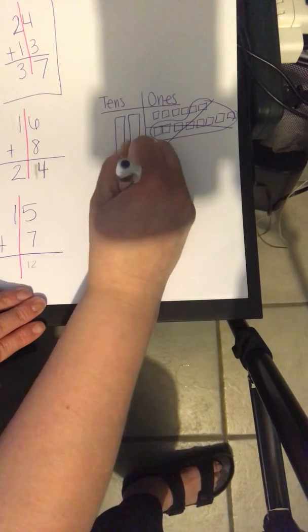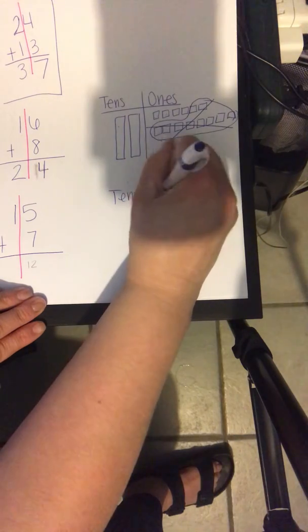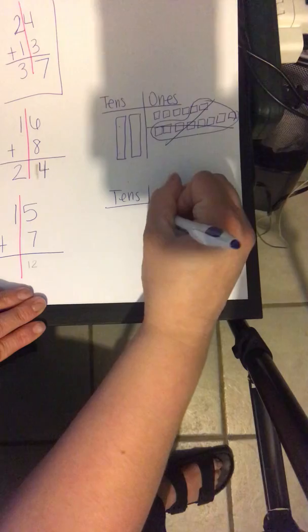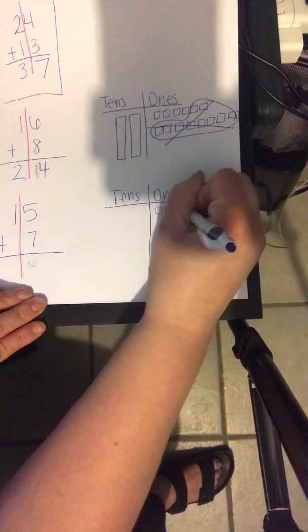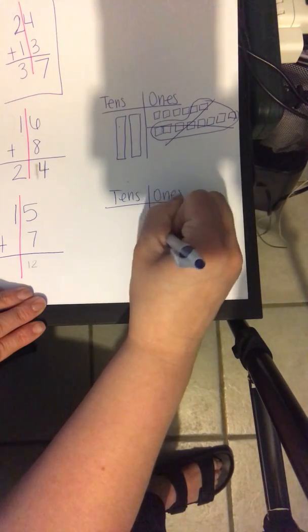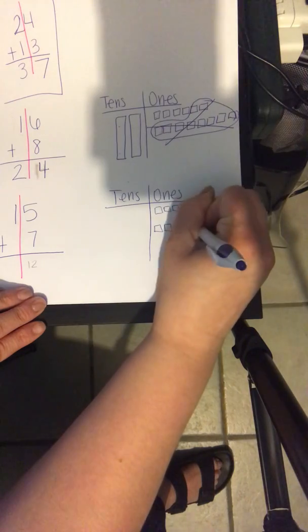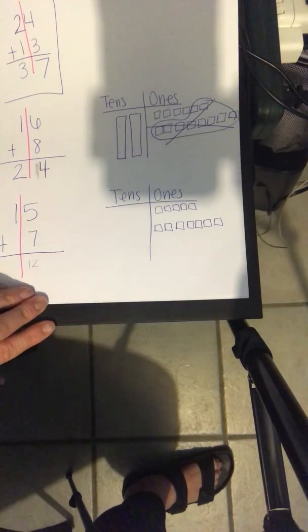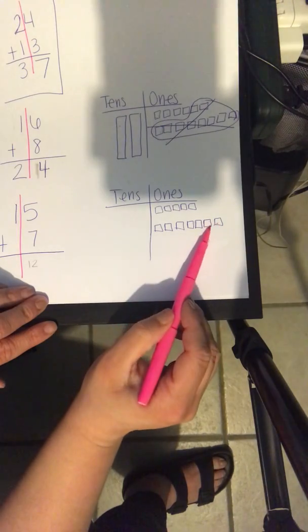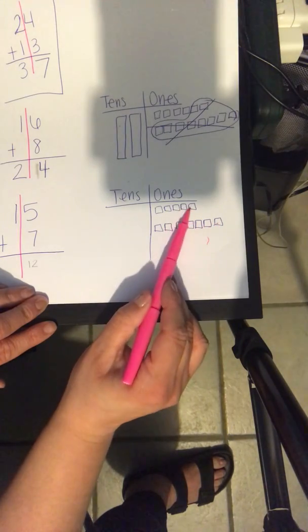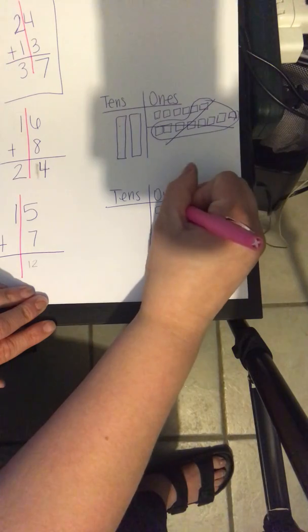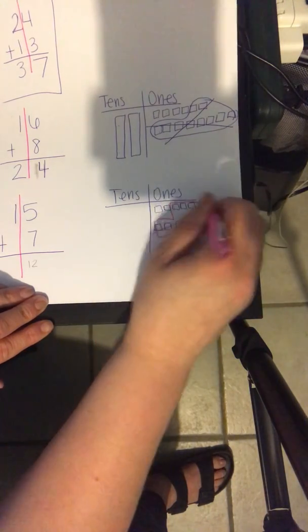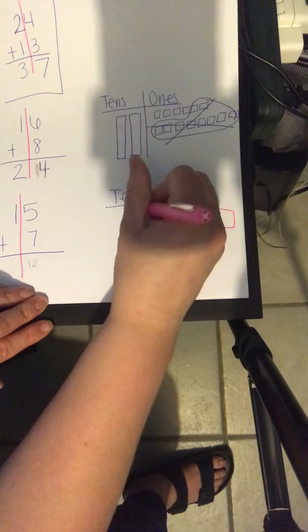Okay, so let's draw our tens and ones board again. And we have 5. 1, 2, 3, 4, 5, and 7. 1, 2, 3, 4, 5, 6, 7. And we want to see if we can make a 10. So 1, 2, 3, 4, 5, 6, 7, 8, 9, 10. Here's our 10. Cross those off, move it here.